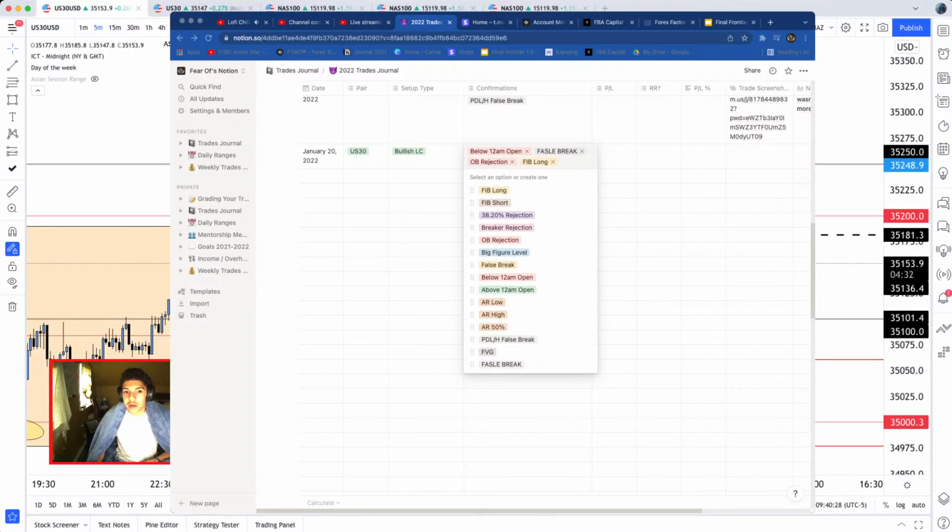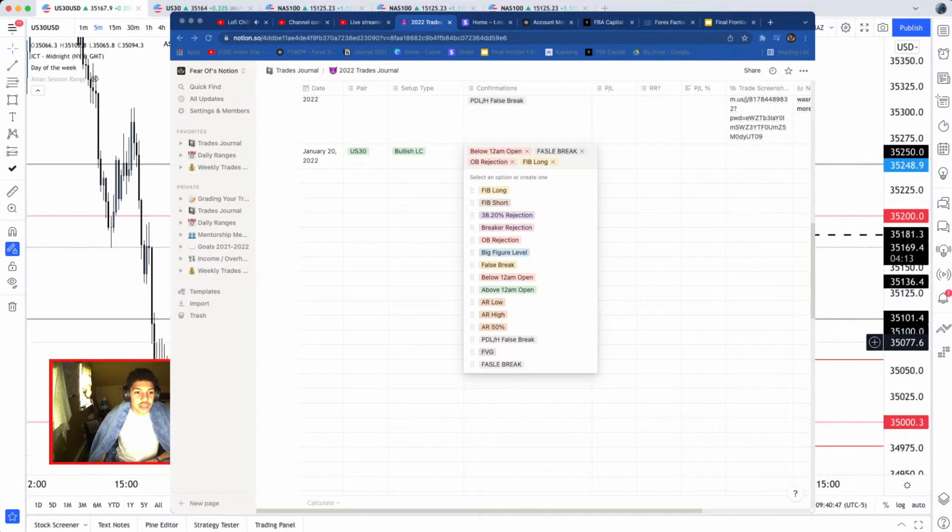Yeah, price is dropping right now after rejecting 35,200. So getting stopped is going to be imminent. But we had the false break, the fib long, bought below the 12 a.m. open. And we also were buying at a specific time also. So that's something you guys want to keep in mind. We didn't buy at a big figure level, but we did target big figure levels. If we did have this Asian range 50%, that would have been our last confirmation.